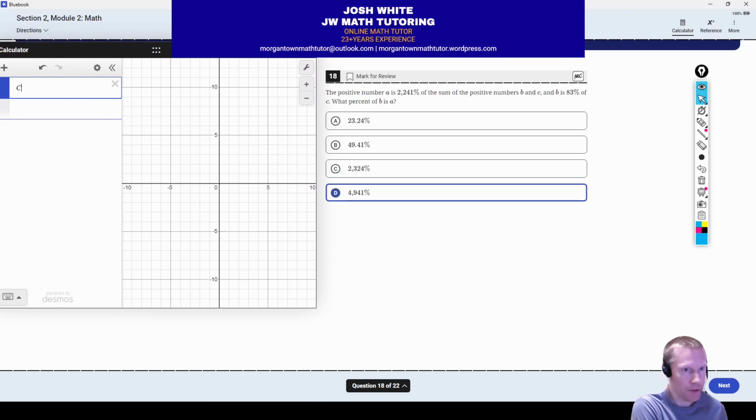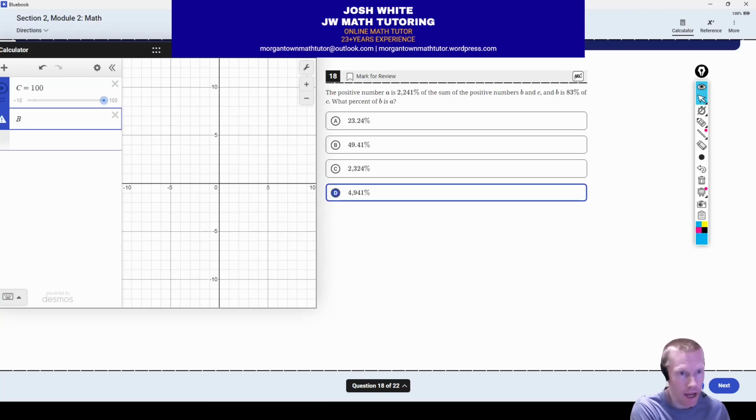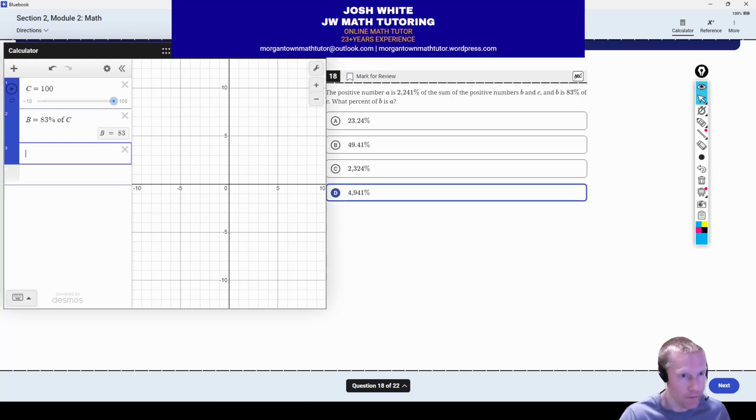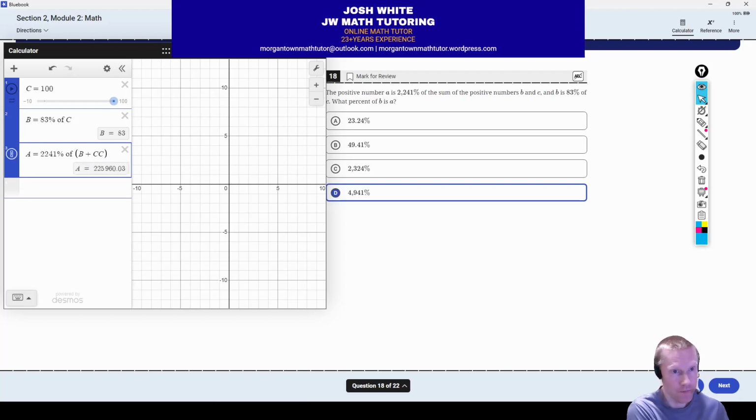Okay, first I'm going to define a couple things. I'm going to start with C being 100, and then I'm going to define B as 83% of C. Okay, so that just means that B is 83. Next, I know that A is equal to the sum of 2241% of B plus C. All right, so far what I've determined is if I choose 100 for C, that makes B 83 and that makes A 4101.03. We could just, whatever, probably round it off to 4101.